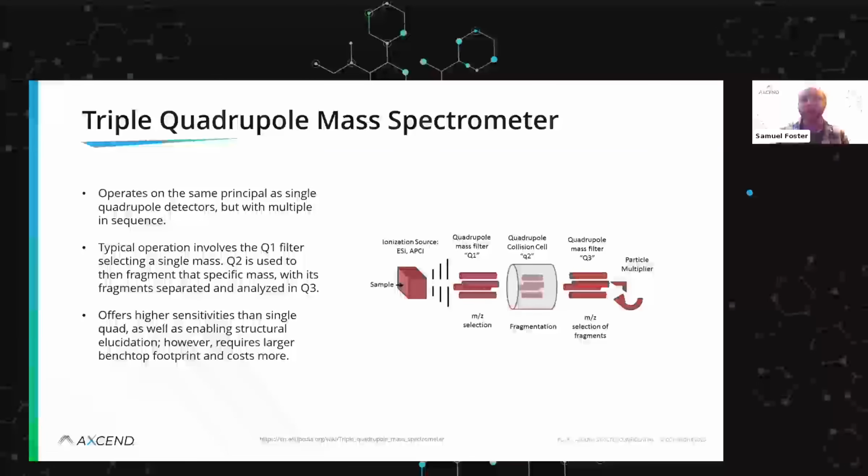That being said, it's often much costlier, and it's significantly bigger just because you have to fit effectively what amounts to 2 and a bit quadrupoles into a single space. And so there are trade-offs when you're going to this.